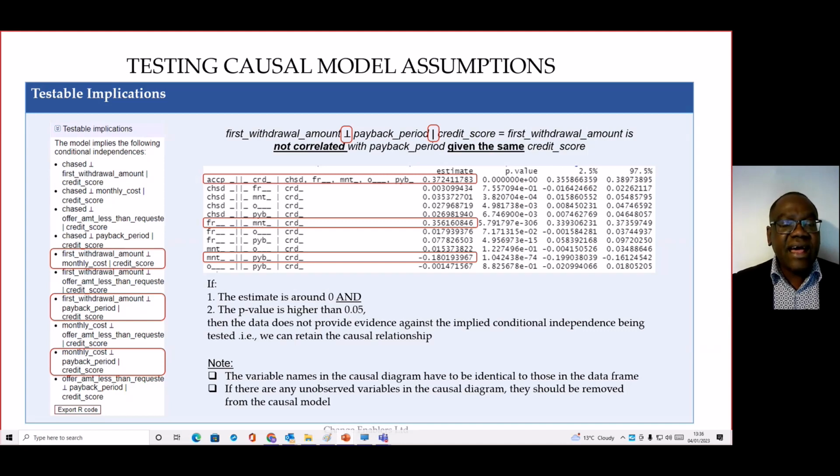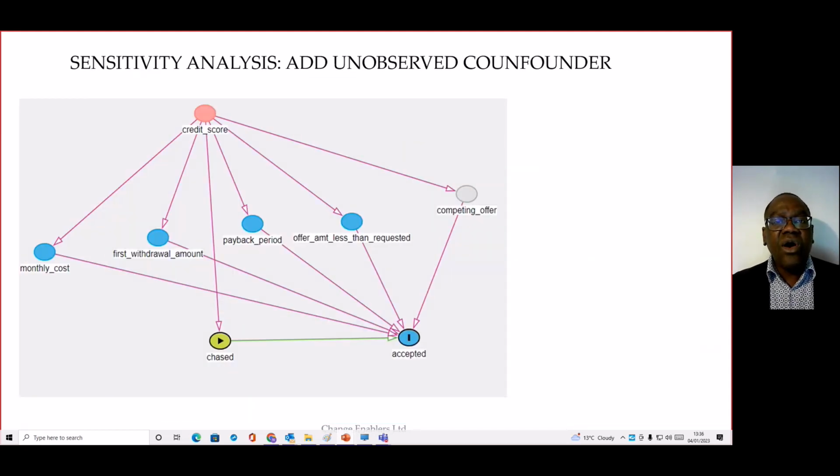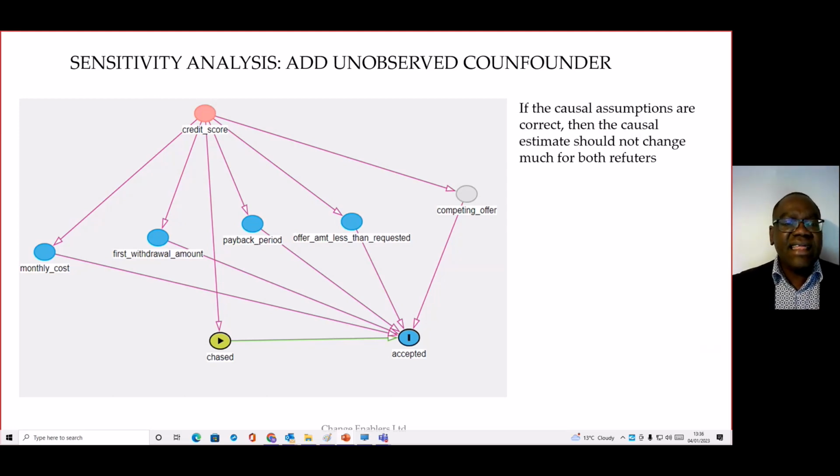The second way that we use our data to test implications is by checking how sensitive those assumptions are to change. This is also referred to as refutation. I'll briefly discuss a number of ways we can attempt to refute our assumptions using sensitivity analysis. The first 2 techniques involve adding an unobserved common cause. Now, if those causal assumptions are correct, then the causal estimates should not change much for both refutations.